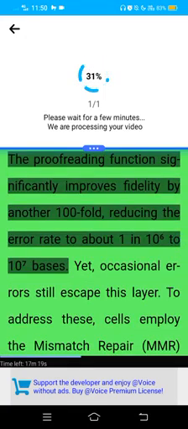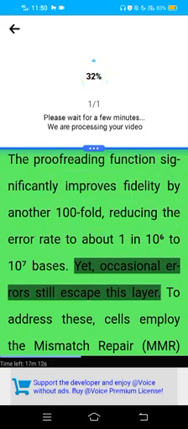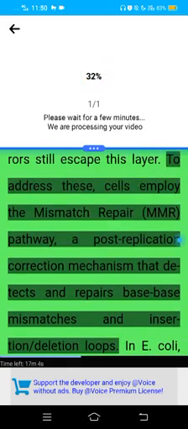The proofreading function significantly improves fidelity by another 100-fold, reducing the error rate to about 1 in 10 to the power of 6 to 10 to the power of 7 bases. Yet, occasional errors still escape this layer. To address these, cells employ the mismatch repair (MMR) pathway, a post-replication correction mechanism that detects and repairs base-base mismatches and insertion-deletion loops.